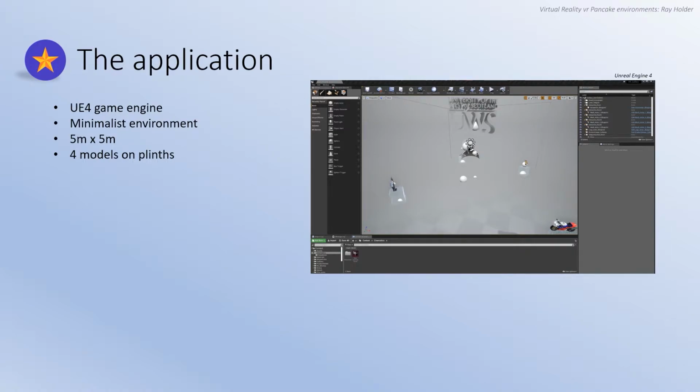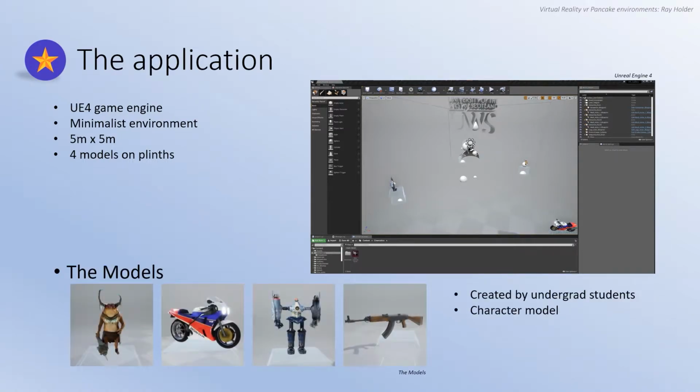The participants are presented with four models on plinths to interact with. The four objects are a character model, a motorcycle, a robot, and a rifle.